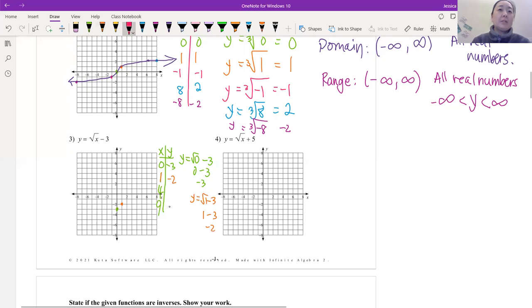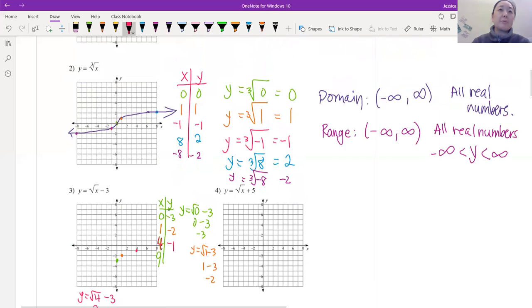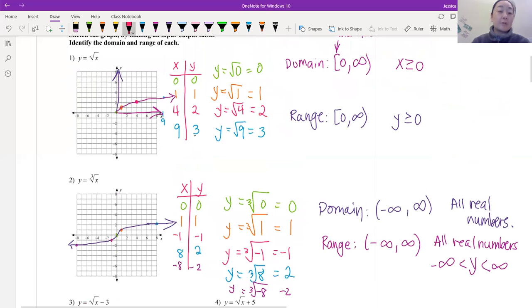All right, next one. That's going to be 4. So I'm going to just write this over here. So Y is equal to the square root of 4 minus 3. And the square root of 4 is 2. 2 minus 3 is -1. So this is going to be -1.